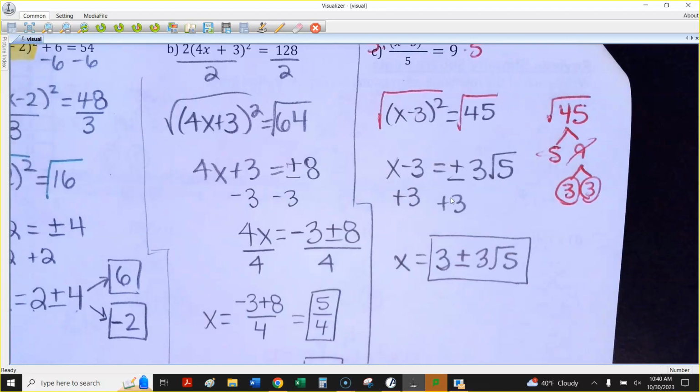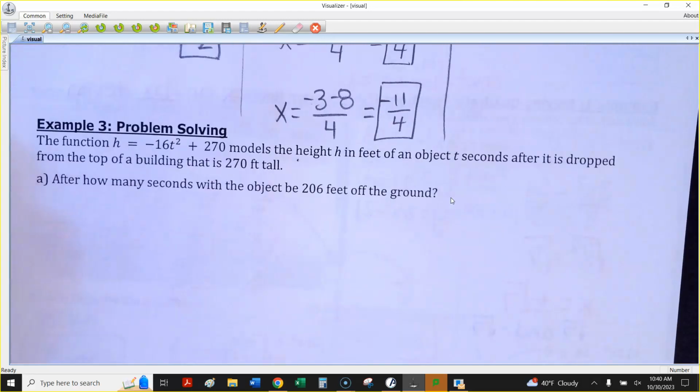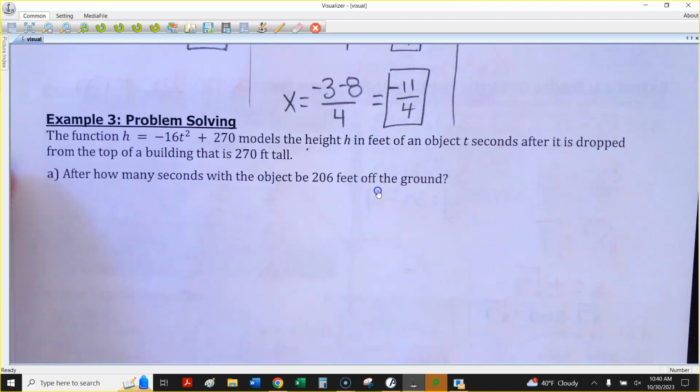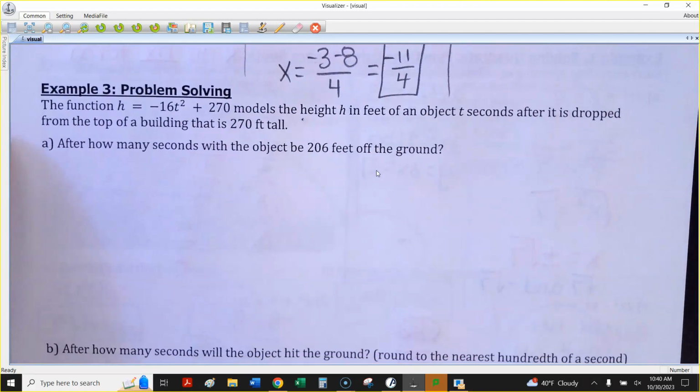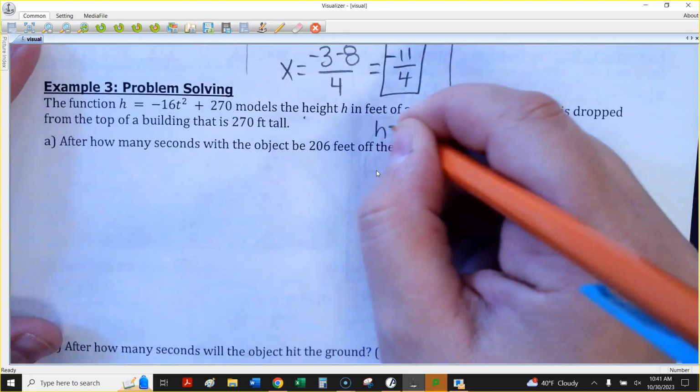All right, now a little application problem at the very bottom here. So this says the function h equals -16 t squared plus 270 models the height in feet of an object t seconds after it's dropped from the top of a building that is 270 feet tall. Now, you absolutely do not have to write this, but I just want to explain this to you guys real quick.